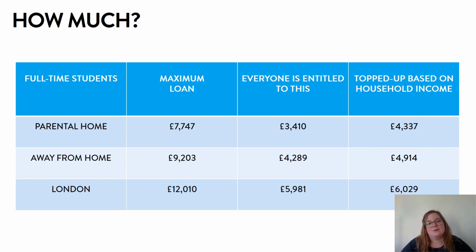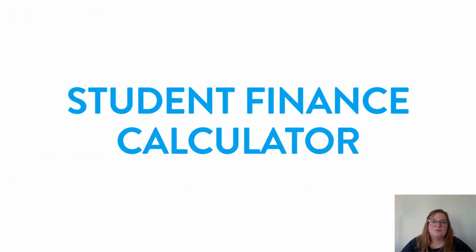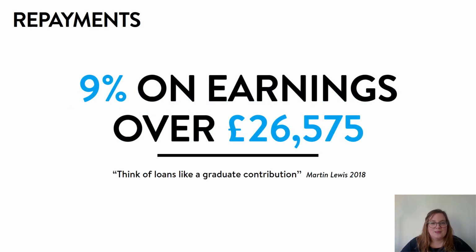So the best way to find out what's available to you is to hop on to Google and type in student finance calculator. This will take you to the government web pages and you'll be able to pop in your household income and see what you should be entitled to for the 2020 cycle. As you're working through, it will talk to you about household income and how it's working. So once you've finished your course, you make no repayments whilst you're studying. That's when they start making collections towards your student loan.